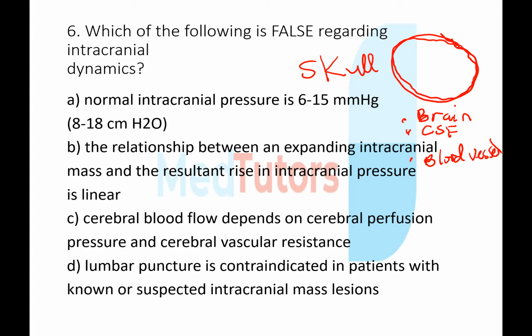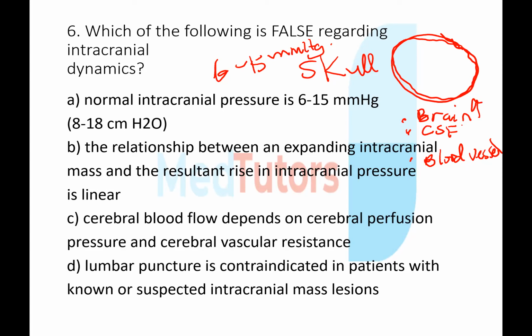All these are in a constant proportion with a fixed intracranial pressure that is between 6 to 15 millimeters of mercury. Okay, that is the normal intracranial pressure. Now, if one of these three components increases, it has to displace the two others so that it can maintain the normal intracranial pressure. Why? Because the skull is a rigid structure.